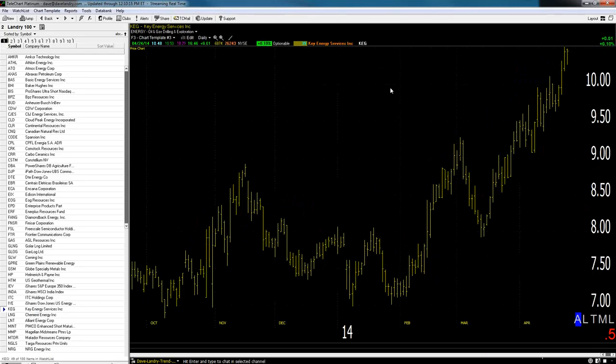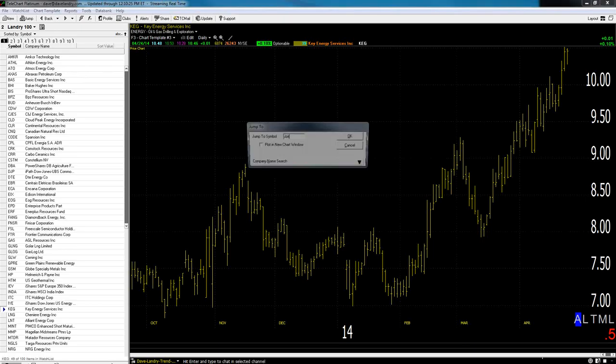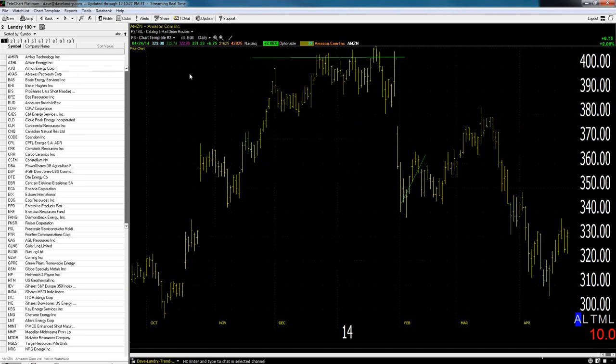This one looks like it's in an uptrend. That's an energy, okay? They're all headed higher. So if you're going to trade an energy stock, which way should it be trading? Should it be going up? Should it be going down? Should it be going sideways, okay?